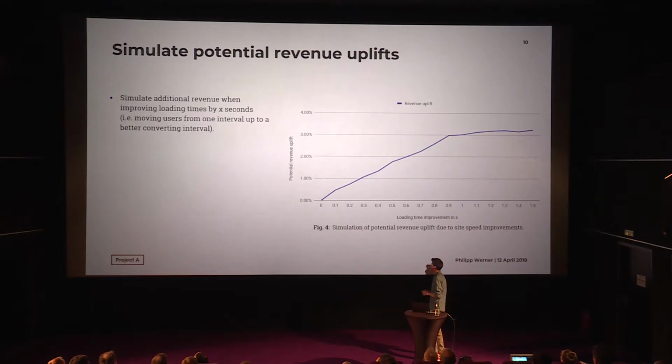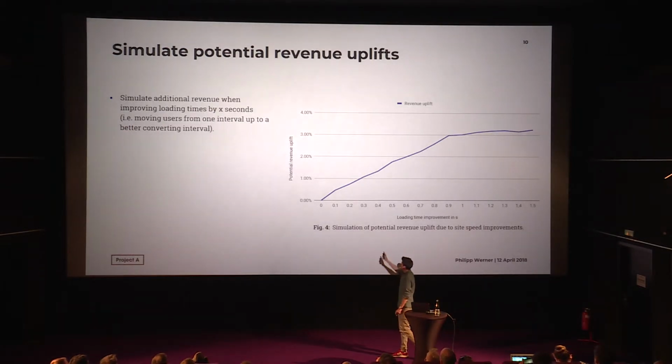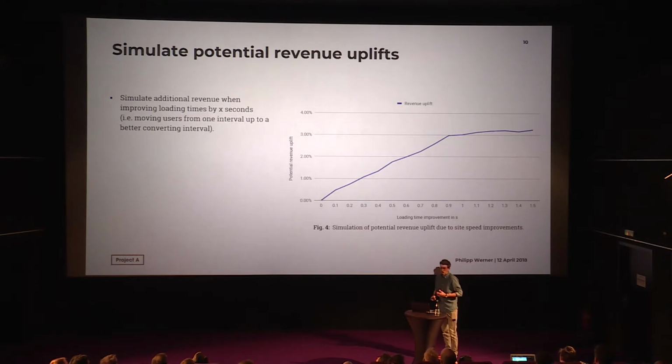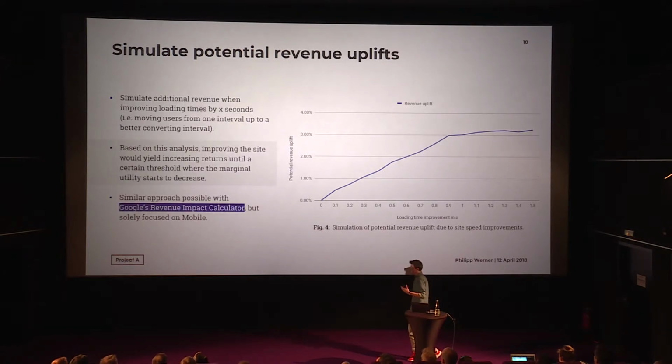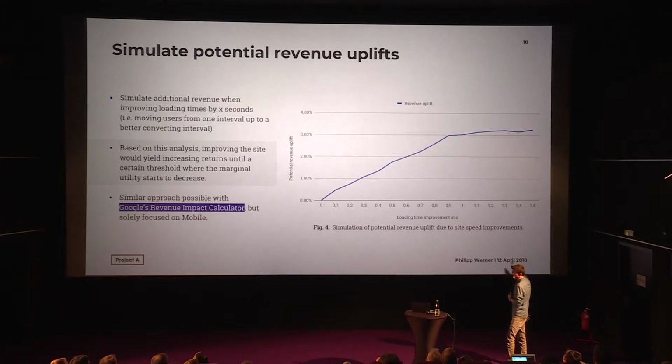And this is what it looks like. So basically, moving people up in terms of page speed on average by 0.1 seconds would result in a revenue uplift. This is calculated by using AOV, by the way. So based on this, it would be worth making the site faster up until approximately almost a second, and then the marginal utility would decrease. So it's probably not worth so much making the site even faster afterwards.